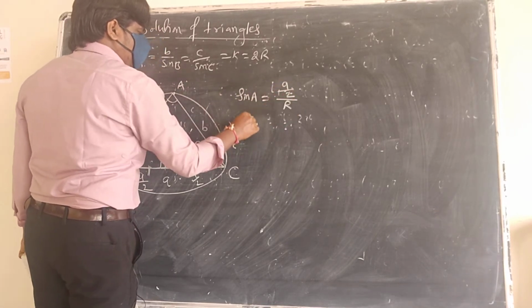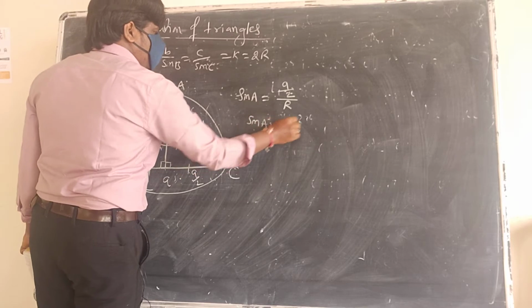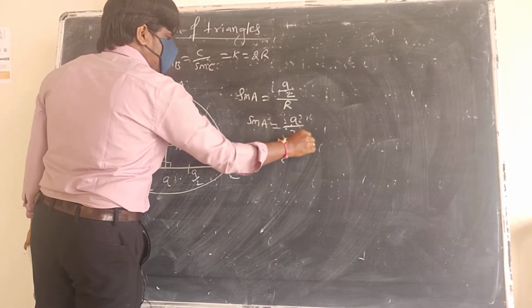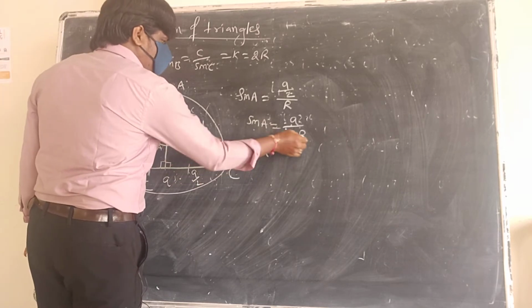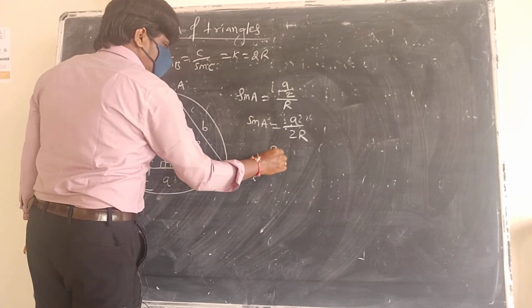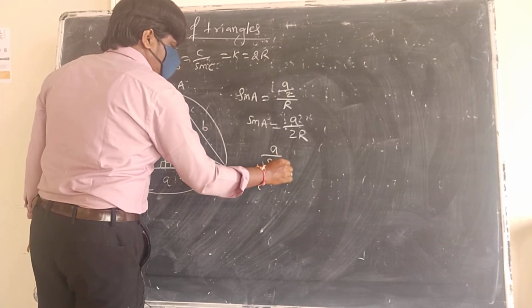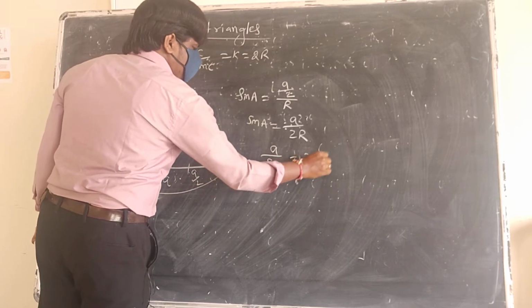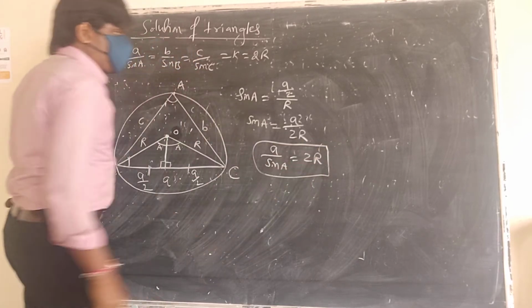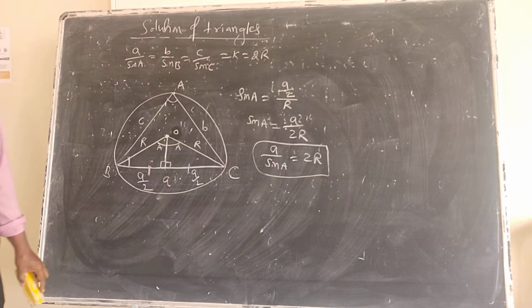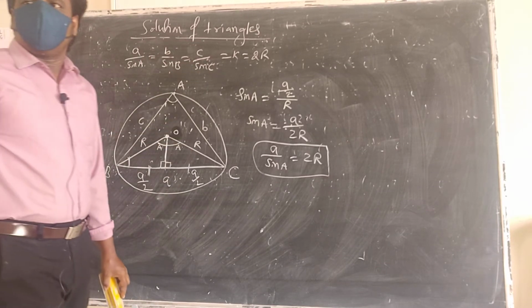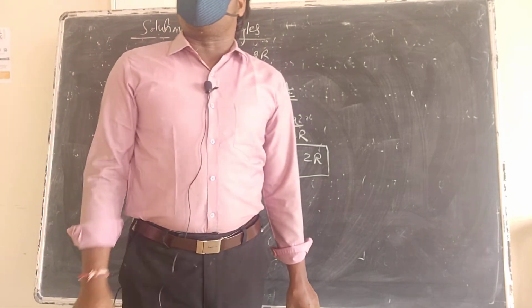So what you got here? Sine A is equal to A by 2R. Correct? So A by sine A, how much you got? A by sine A is equal to 2R. So if A by sine A is 2R, then B by sine B, C by sine C will be how much? 2R. Hence, the sine rule has been proved.